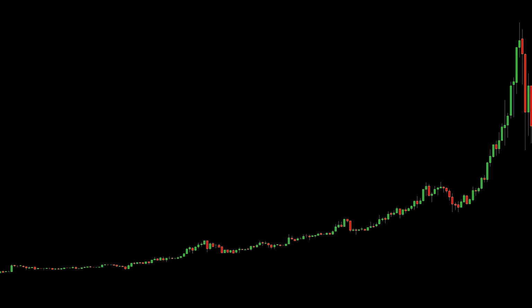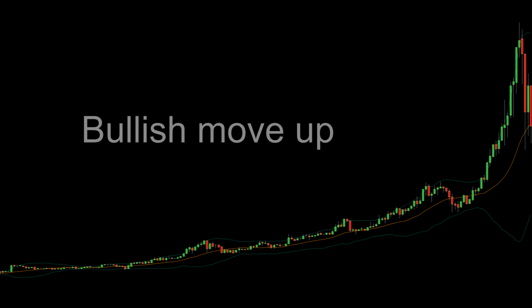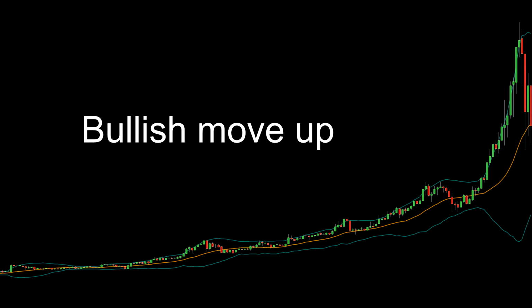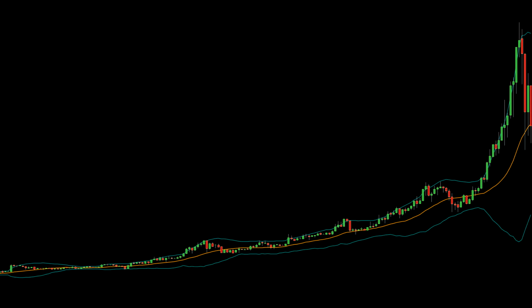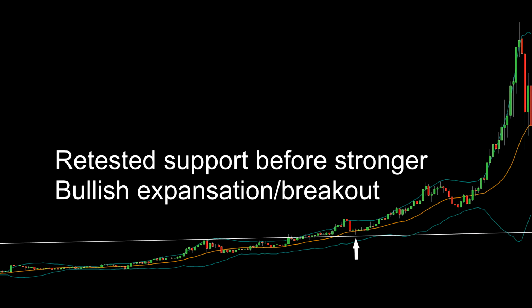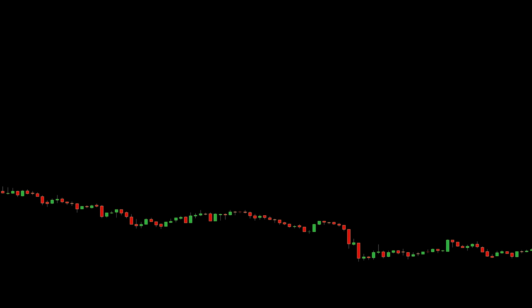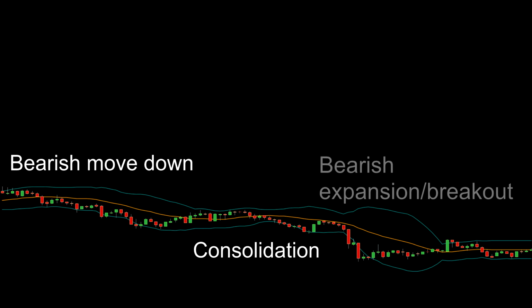There are also moves without band expansion. Bullish move up, where the bands don't expand as much and stay together. This indicates that the move won't be as strong. While still a bullish move, this indicates that the price is simply consolidating at a higher level. And a bearish move down, which is the inverse, likely to consolidate at a nearby support level.